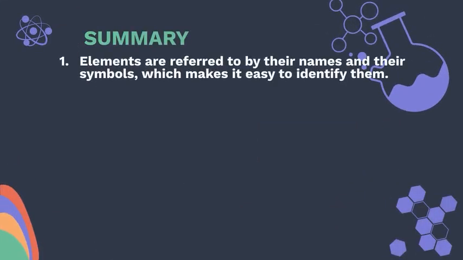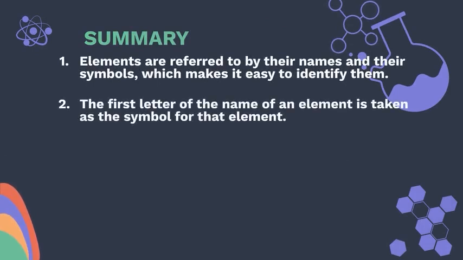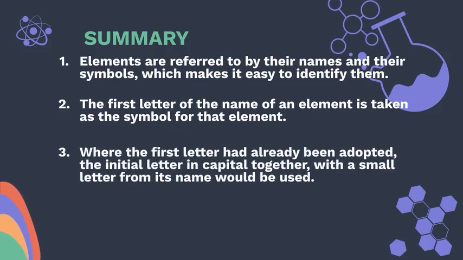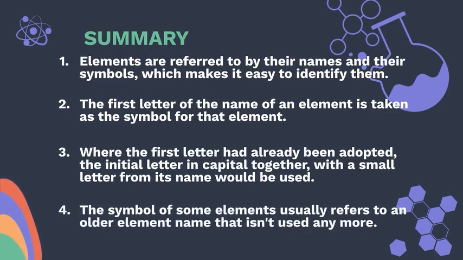A simple overview of this lesson is that, one, elements are referred to by their names and their symbols, which makes it easy to identify them. Two, the first letter of the name of an element is taken as the symbol for that element. Three, where the first letter has already been adopted, the initial letter in capital together with a smaller letter from its name would be used. And lastly, the symbol of some elements usually refers to an older element's name that is not used anymore. Remember our song and catch you in the next lesson.